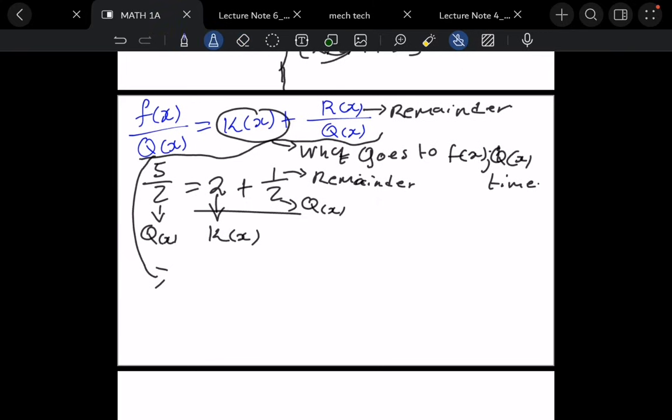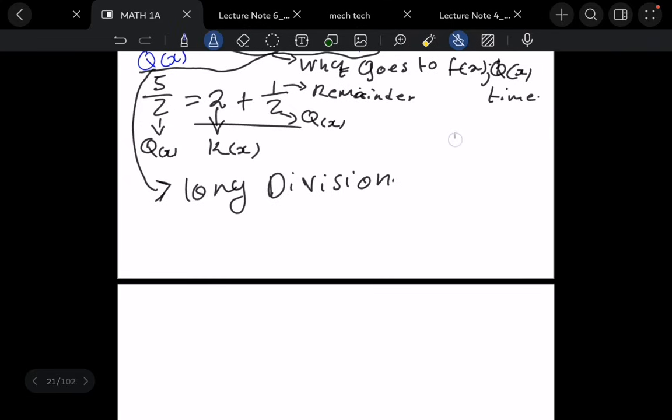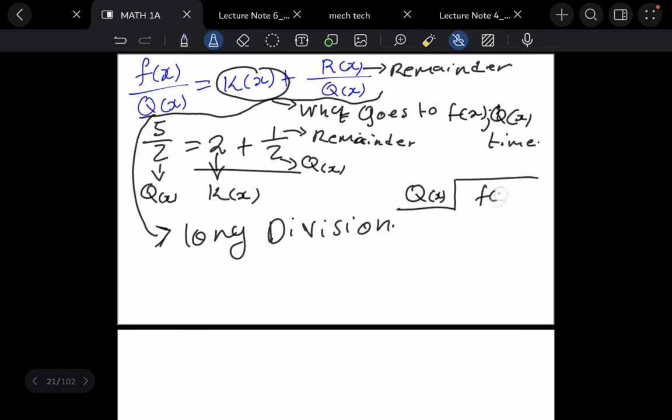We are going to use something called long division. So, what is the setup of the long division? Very, very simple. What stays here is q of x. What stays here must be f of x. And you continue until you have r of x there, and then here you're going to have k of x. That is the setup of the long division.